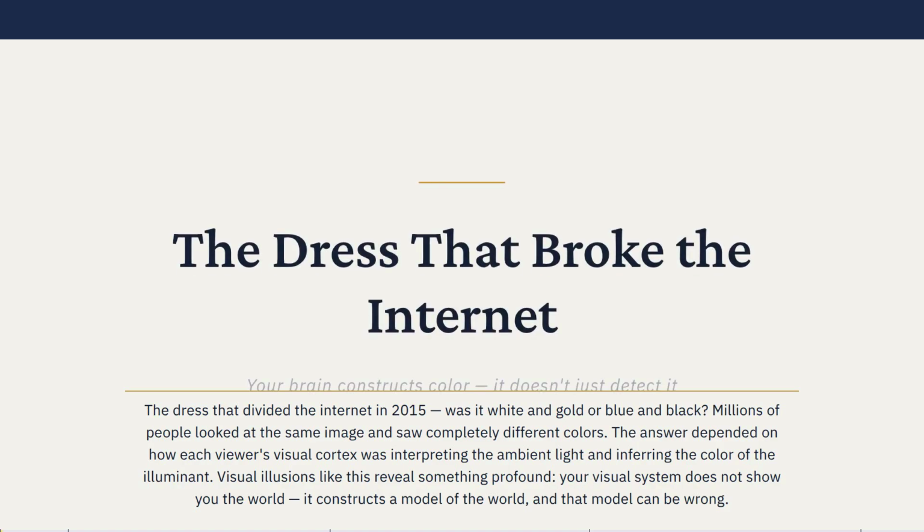The dress that divided the internet in 2015, was it white and gold or blue and black? Millions of people looked at the same image and saw completely different colors. The answer depended on how each viewer's visual cortex was interpreting the ambient light and inferring the color of the illuminant. Visual illusions like this reveal something profound. Your visual system does not show you the world. It constructs a model of the world, and that model can be wrong.